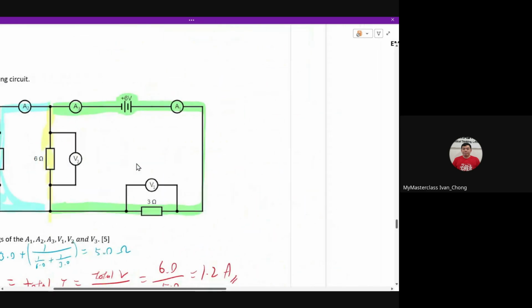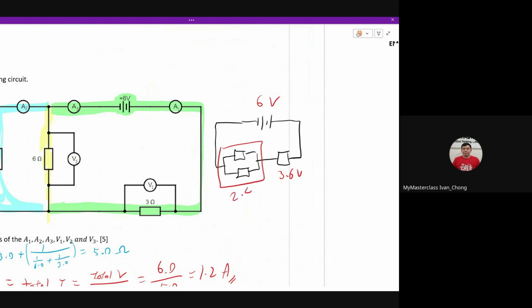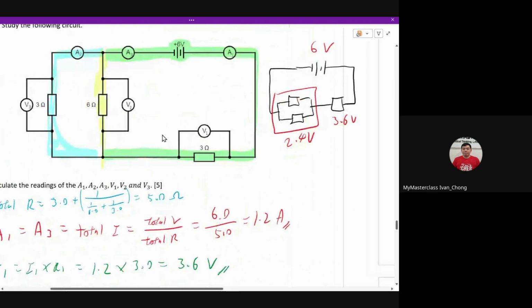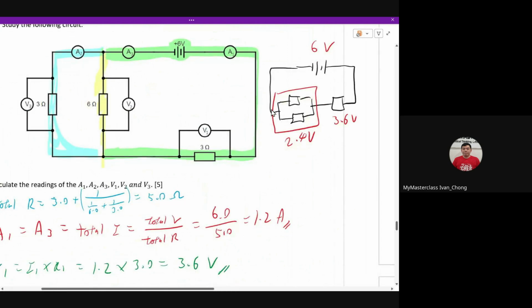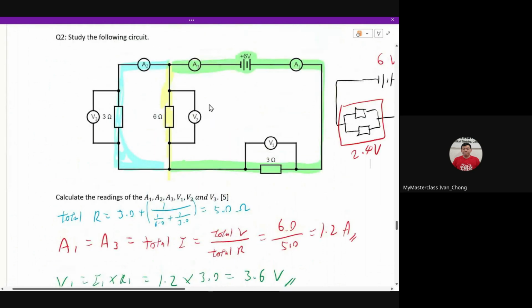Okay, so if this is confusing to you, let me simplify it. Basically, you have 6 volts, 3.6 volts, and these two guys, they are 2.4 volts. So V2 and V3, they are the same. Okay, can you see that? Basically, a simplified version of the drawing looks like this. So now we have solved V1, we solved V2, V3, we are left with just A2.